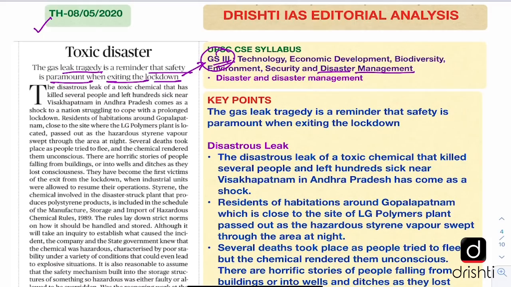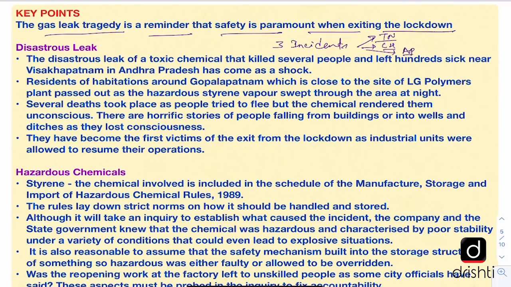Let us look at the key points of the editorial. The editorial says that the gas leak tragedy is a reminder that safety is paramount when exiting the lockdown. And we have seen that 3 industrial accidents have taken place, one in Tamil Nadu, one in Chhattisgarh, and the major one in Andhra Pradesh. And in all these incidents, the factories or the industrial establishments were trying to reopen after this period of lockdown. And as the editorial is saying that safety is paramount, now the government has also ordered that all these process industries need to be very careful while restarting their operations, and all proper safeguards should be taken by these industries. The examples of process industries are pharmaceuticals, chemicals, petroleum industries.